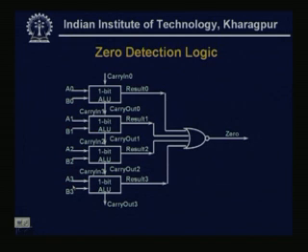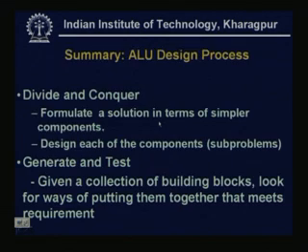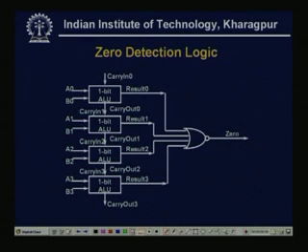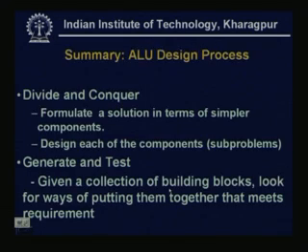Again, if you use 1 bit ALUs, there is a 4 bit ALU with A0 B0, A1 B1 given, and the 4 results go into simply a NOR gate. So, a 1 at the output of the NOR gate gives a zero detection.